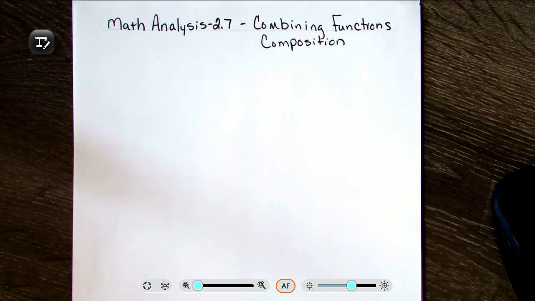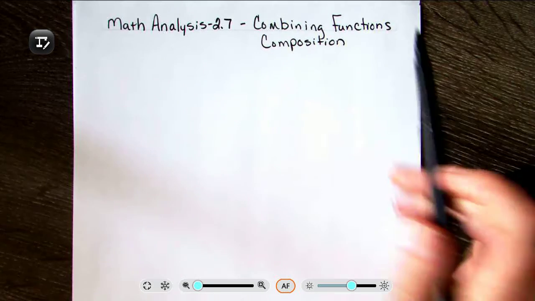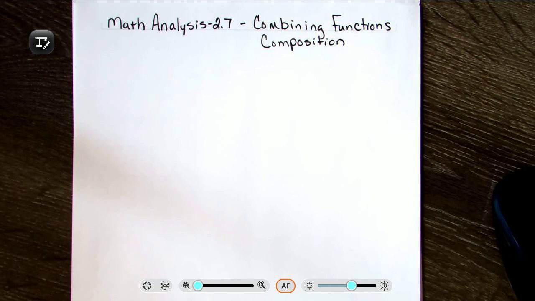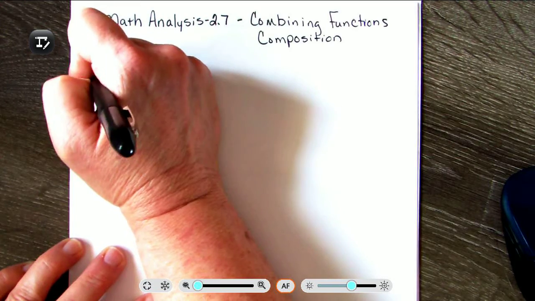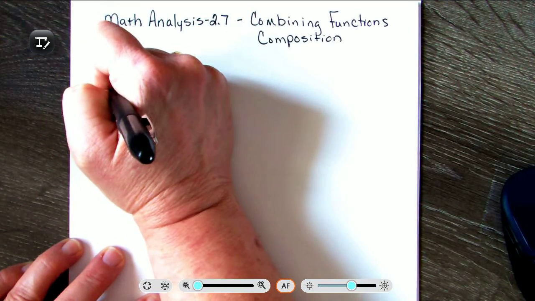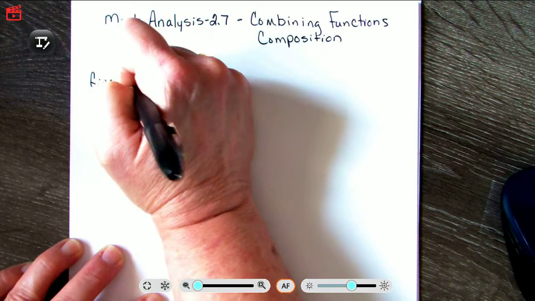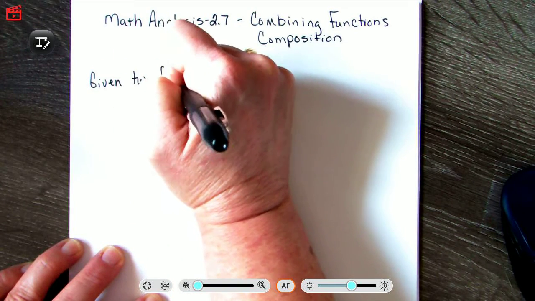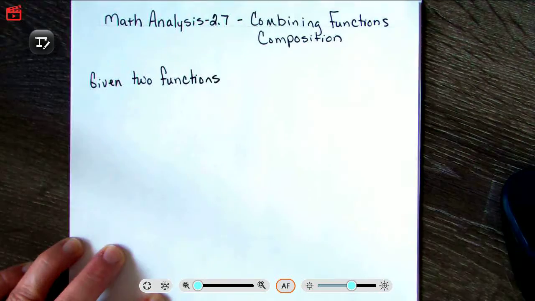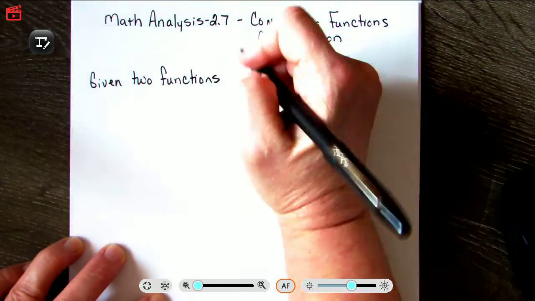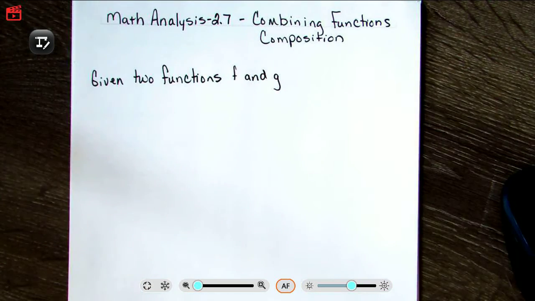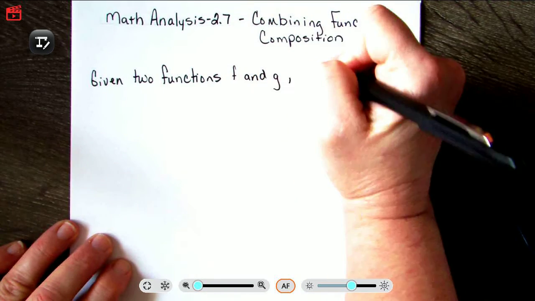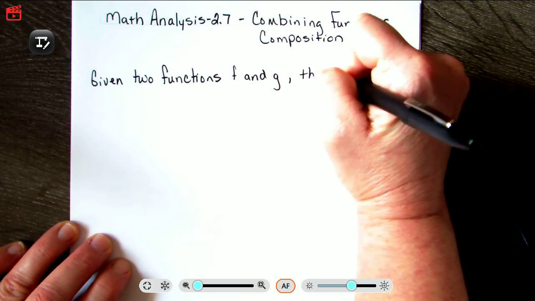Hi everyone, we're going to continue in 2.7, which was all about combining functions, and we're going to talk now about the composition function. So first of all, let's start with a definition. Again, we are going to be combining more than one function, so we're going to be given two functions. You can have more than two, but we're going to start with two. So we're going to have f and g, and we're going to talk about the composition function.